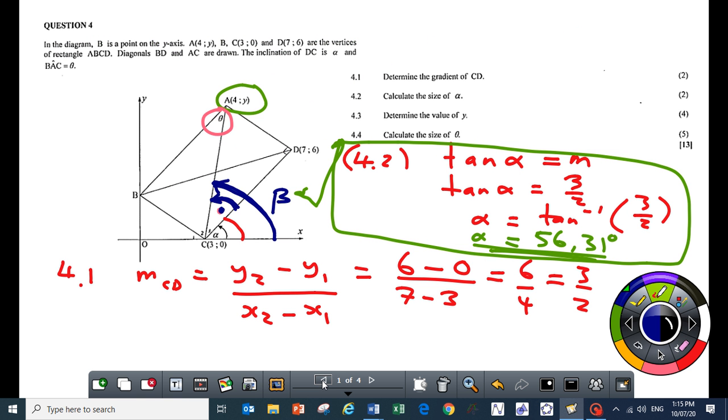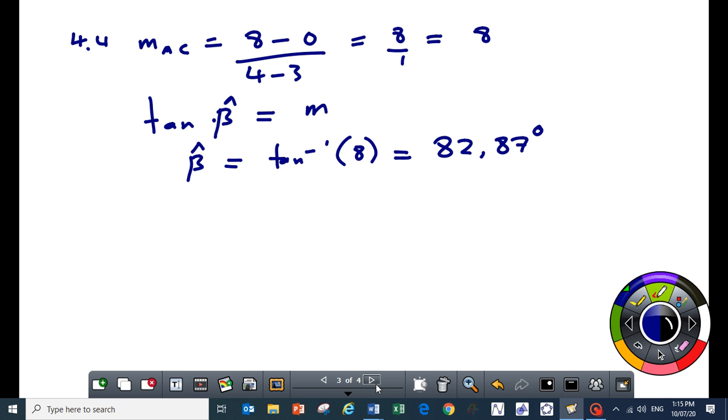Okay, so here, beta is alpha plus angle ACD. So I'm going to write that down. I'll say ACD is equal to beta minus alpha. So that's 82,87 degrees minus alpha. What's the value of alpha? What's the value of alpha? You've got it?